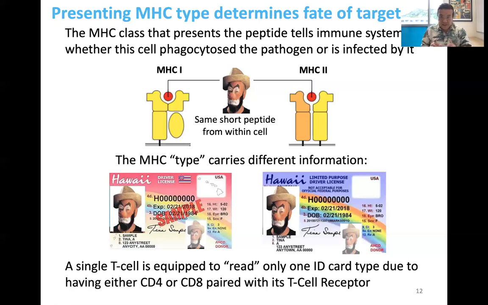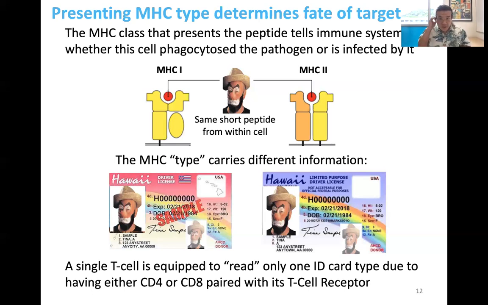So a single T cell then, right, and this is crucial that I get this point across, is equipped to read only one kind of ID card due to that T cell either having, in addition to its T cell receptor, of course, a CD4 or CD8 co-receptor on its surface to help out and bind to the MHC and actually interpret which MHC type, 1 or 2, the T cell is actually encountering. Right.